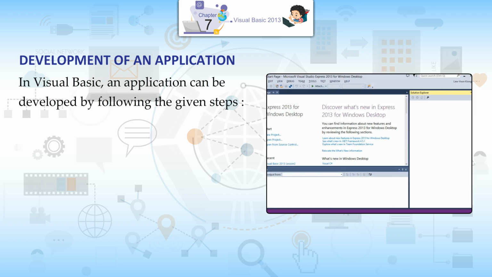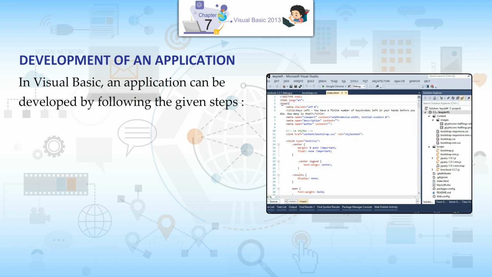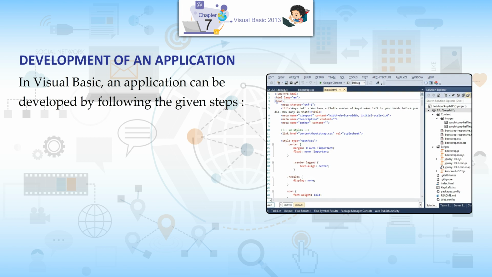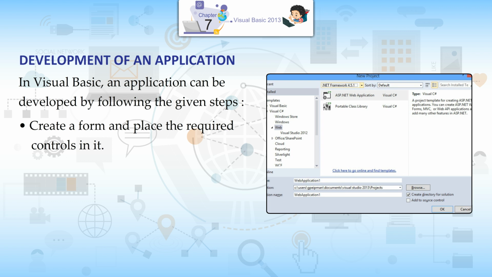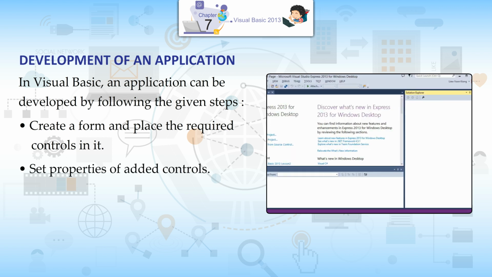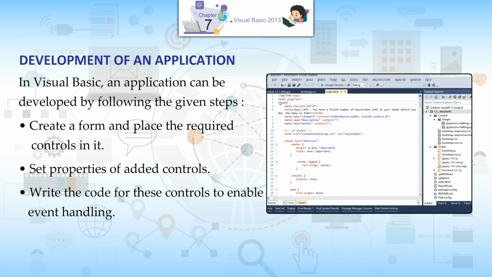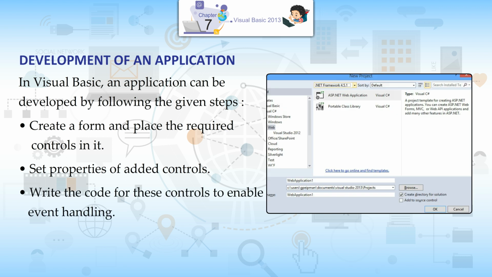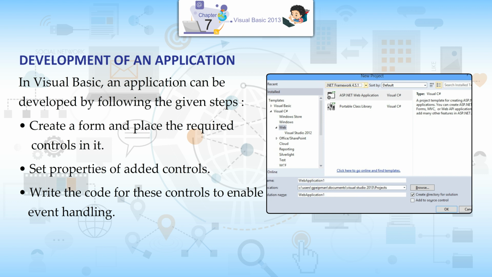In Visual Basic, an application can be developed by following the given steps. Create a form and place the required controls in it. Set properties of added controls. Write the code for these controls to enable event handling.